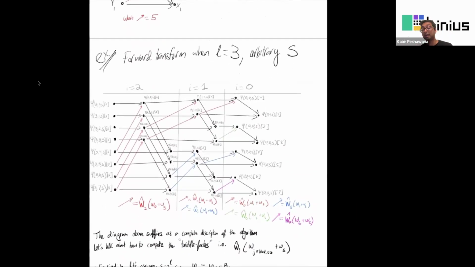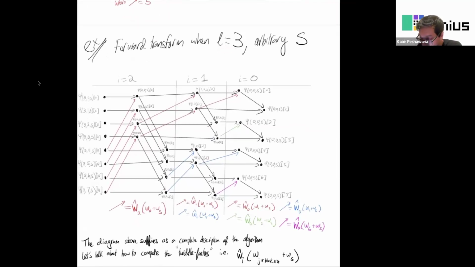Now we're going to look at an example of the forward transform, because why look at the general thing first? Here, little l is equal to 3, and we have some arbitrary shift s. Again, you can keep pretending like the shift s is 0 for now. Once we actually need to use it, then you can come back and reread these notes thinking about s not being 0, but for now, just think about it as being 0.